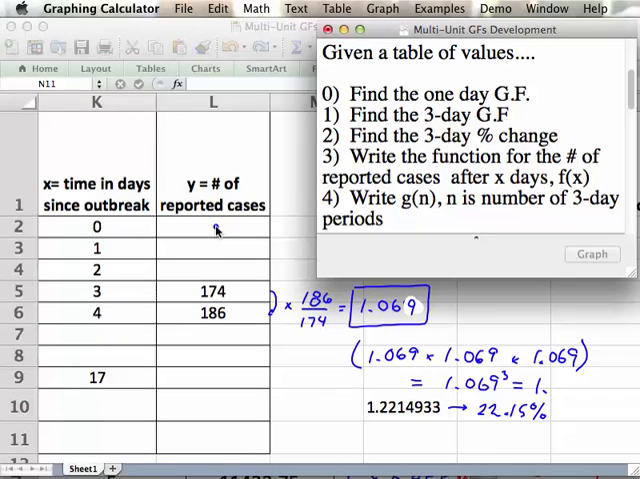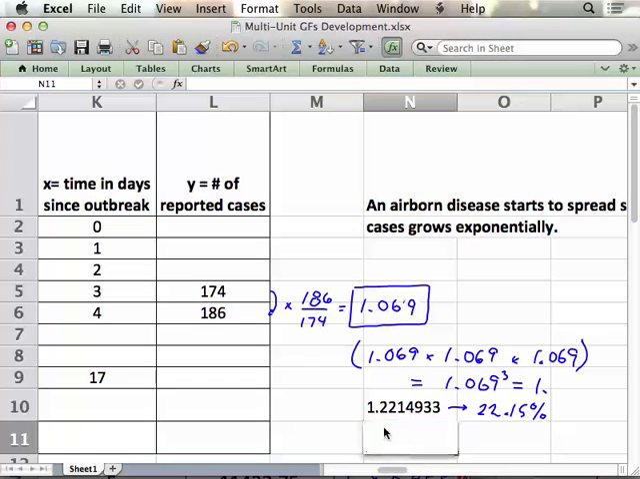Good. So he's thinking if we go backwards in input, then instead of multiplying by the growth factor, we would divide by the growth factor, right? So he just said take the 174 and keep dividing by 1.069, or this 186 over 174, until you get back to day 0. That's good. So how many times do we divide by this number, 186 over 174? 1, 2, 3. Yep, so we could do it down here. Equals, this is a valid way to do it.